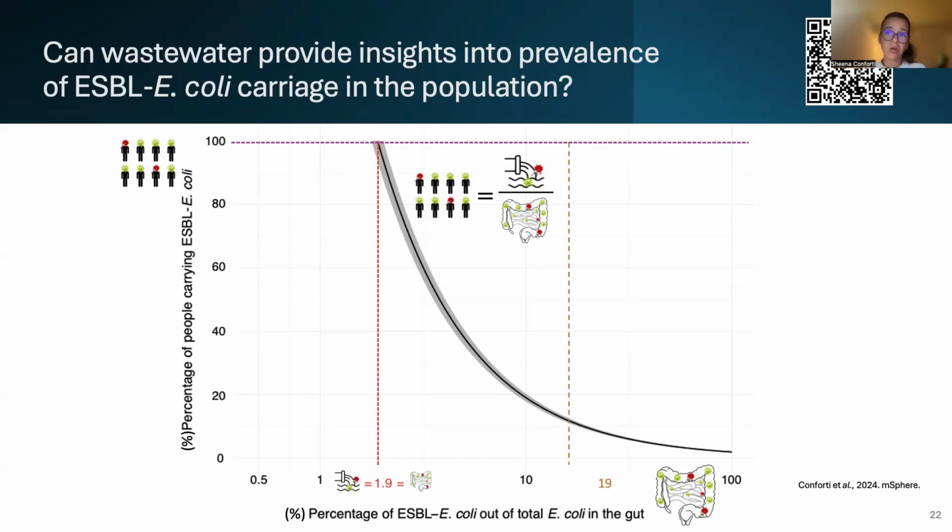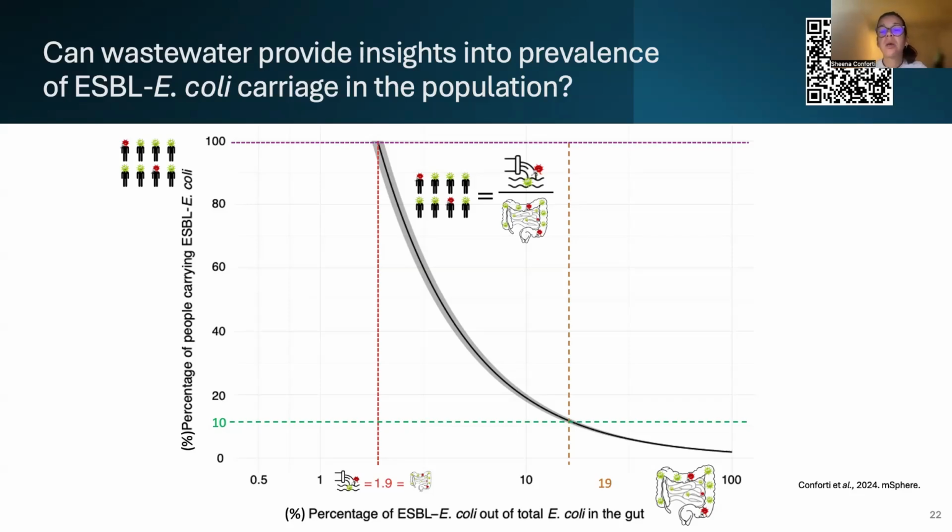So if we assume that people that carry ESBL E. coli have 19% of ESBL out of total E. coli in their gut, then this means that in Switzerland, based on our 1.9% observed in wastewater, only 10% of people actually carry ESBL E. coli. As you see, here we could choose different percentages of ESBL E. coli in the gut of the carrier.